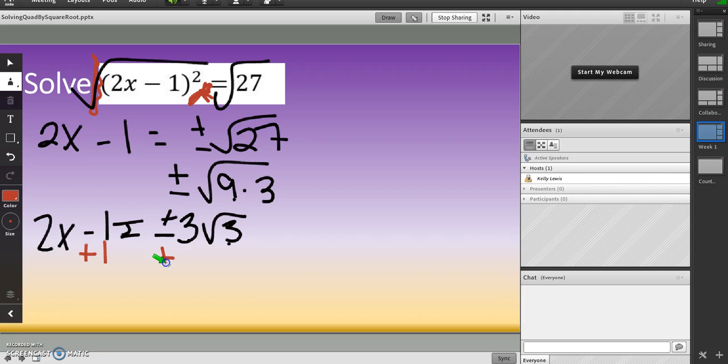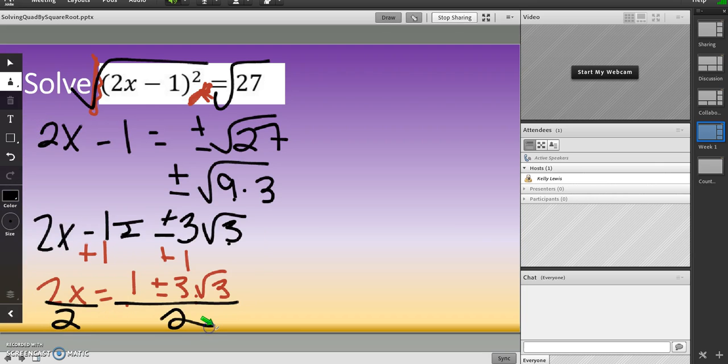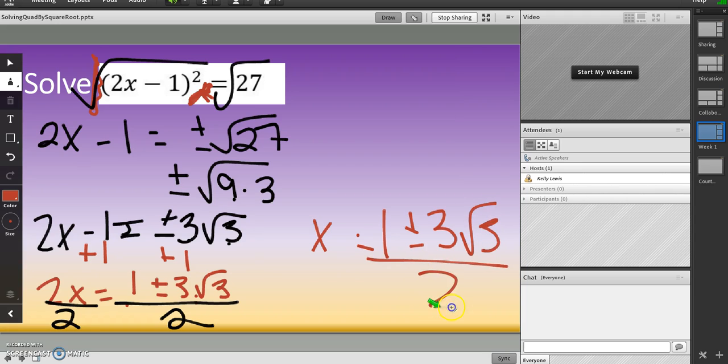I'm going to add 1. So I get 2x equals 1 plus or minus 3 square root 3. These guys can't talk because one has the square root and one is a regular number. 3 square root of 3 is actually a number. Like if you type that in your calculator, it's 5.19 blah blah blah. It's like a whole bunch of numbers. All right, so this 2 is being multiplied, so we're going to divide. So what we get is x equals 1 plus or minus 3 square root 3 over 2.